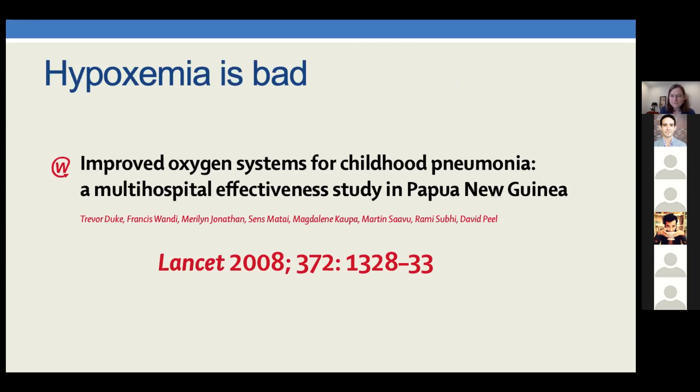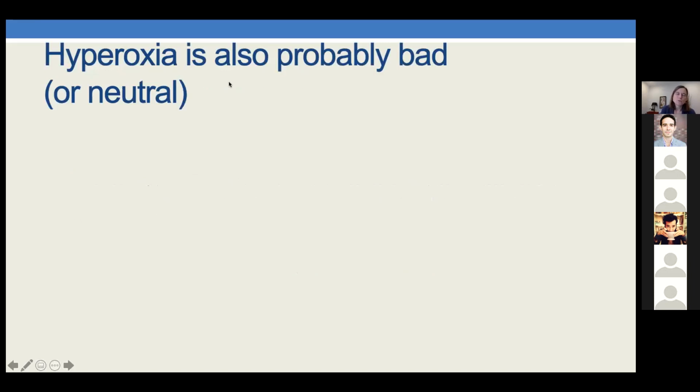I put up this study. It's a very nice study from Papua New Guinea. There are no studies in adults, but this is a before and after study demonstrating that the introduction of pulse oximetry and oxygen concentrators actually reduced mortality for childhood pneumonia in Papua New Guinea. But what about hyperoxia? What about too much oxygen? And we think that is also probably bad. In animal studies, we know that reactive oxygen species can damage the lung. You can get something we call absorptive atelectasis from too much oxygen. So we know that probably too much oxygen is also bad.